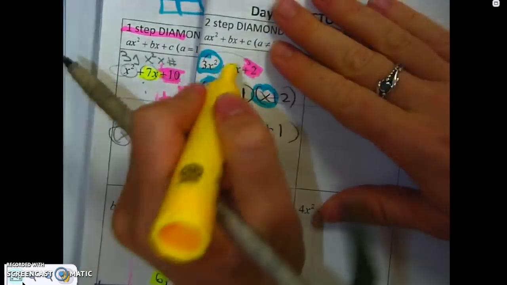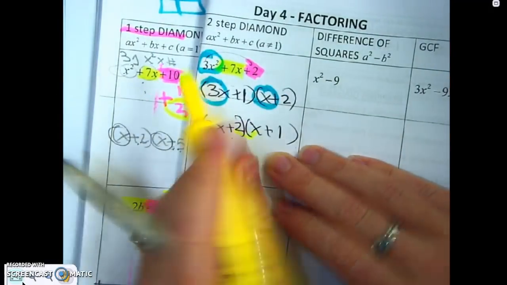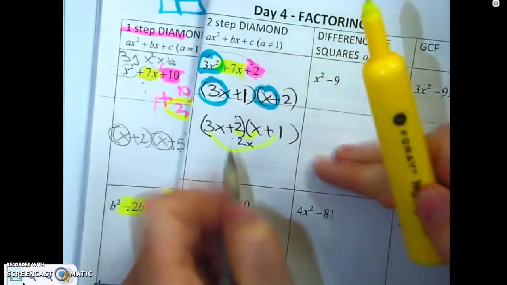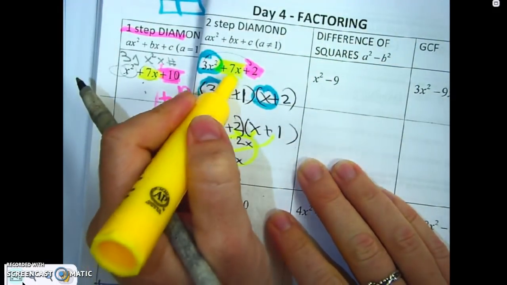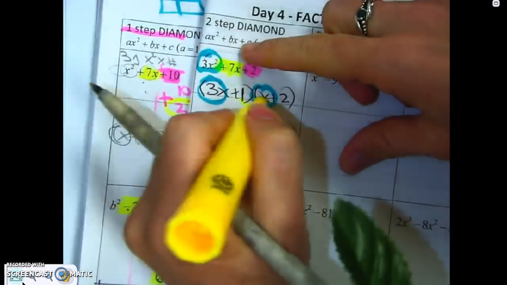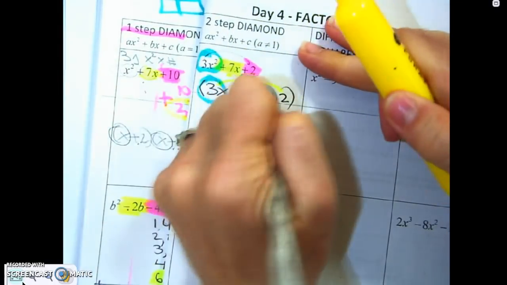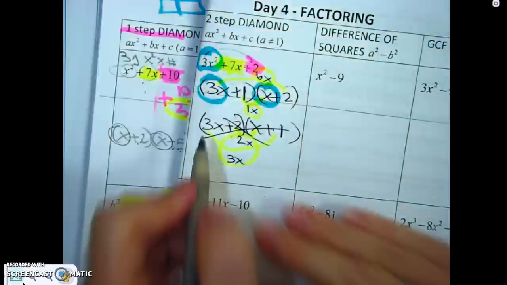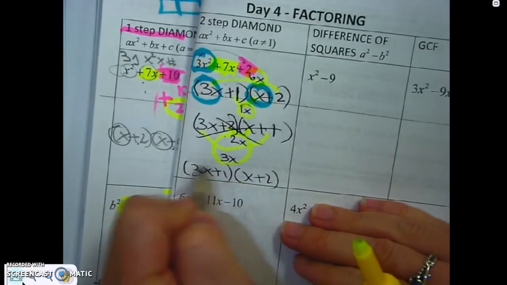Now what I do is I try to figure out what works for the center. So I do the inner, that's 2x, and I do the outer, which is 3x. The problem is 2x and 3x give me 5x, and that's not 7x, so this is out. This is 1 times x, which is 1x, and 3 times 2, which is 6x. And 6x plus 1x gives me 7x. So my answer is 3x plus 1, x plus 2.